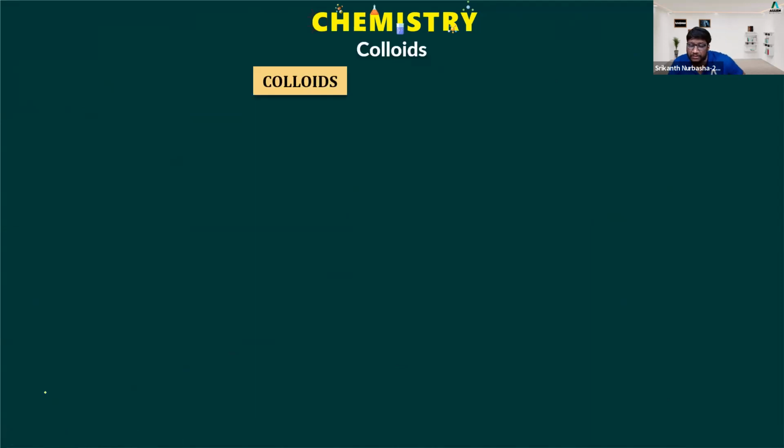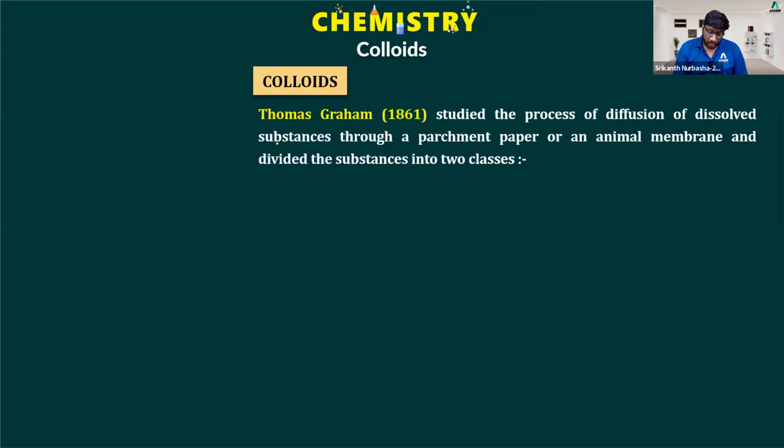So this is about the first point of surface chemistry, that is adsorption and all the phenomena. Then you can go with the colloids. Colloids, what are colloids? Thomas Graham is the first scientist who studied the process of diffusion of dissolved substances through a parchment paper or an animal membrane and divided the substances into two classes. What are the substances he divided? Crystalloids and colloids, based on the passage through the animal membrane or parchment paper.